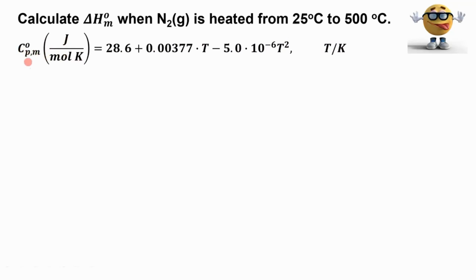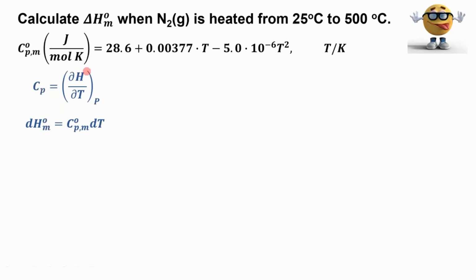Okay, so to start this off, we're going to start off with the definition of heat capacity at constant pressure equals the partial derivative of enthalpy with respect to temperature holding pressure constant. We could rearrange this equation to get the infinitesimal change in enthalpy equals the heat capacity times dT. Now I changed a few things here.